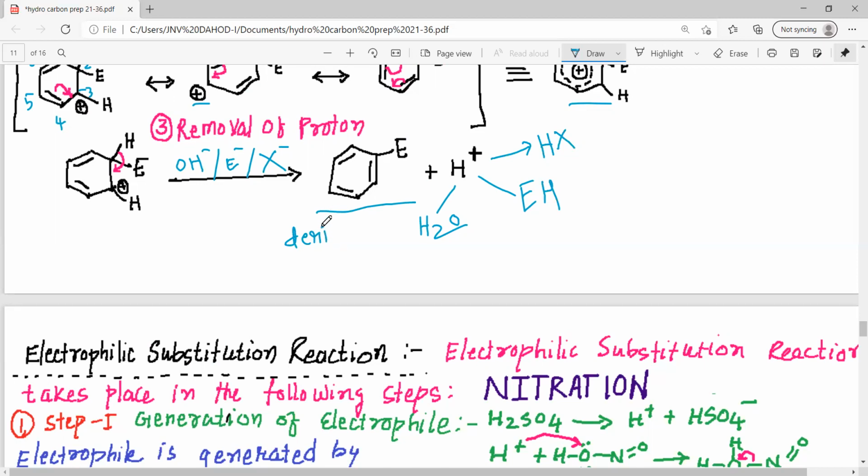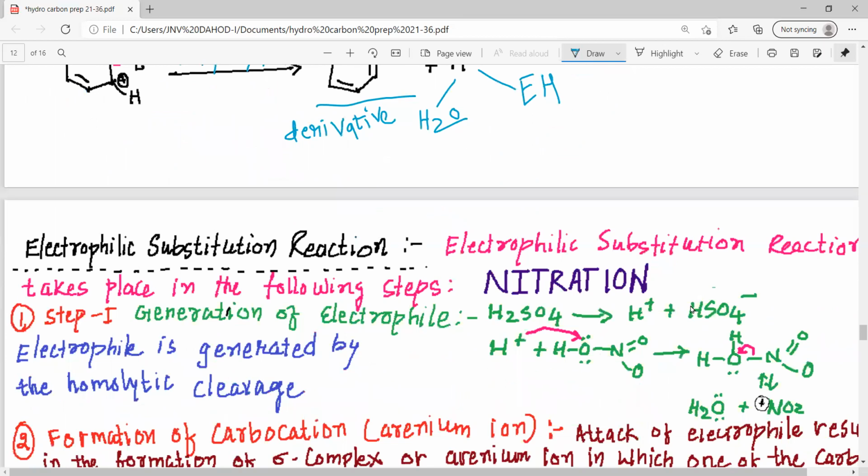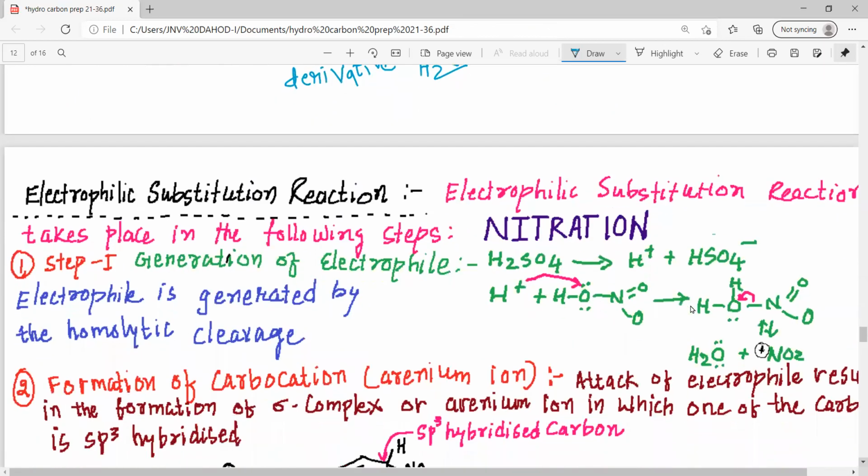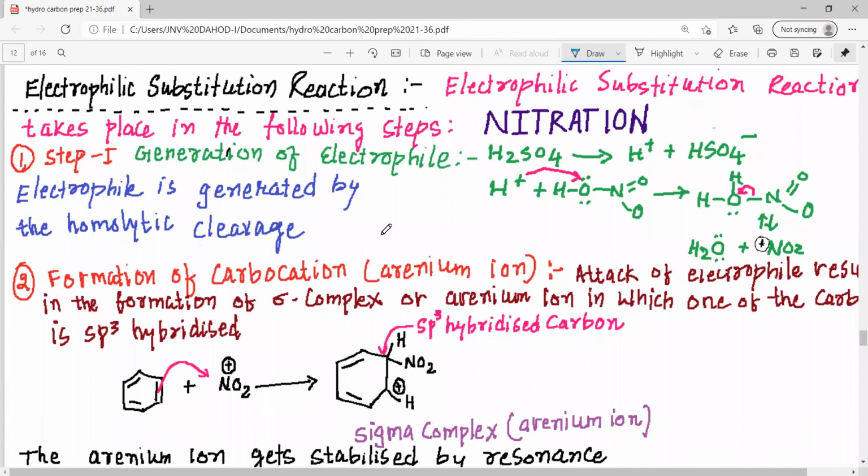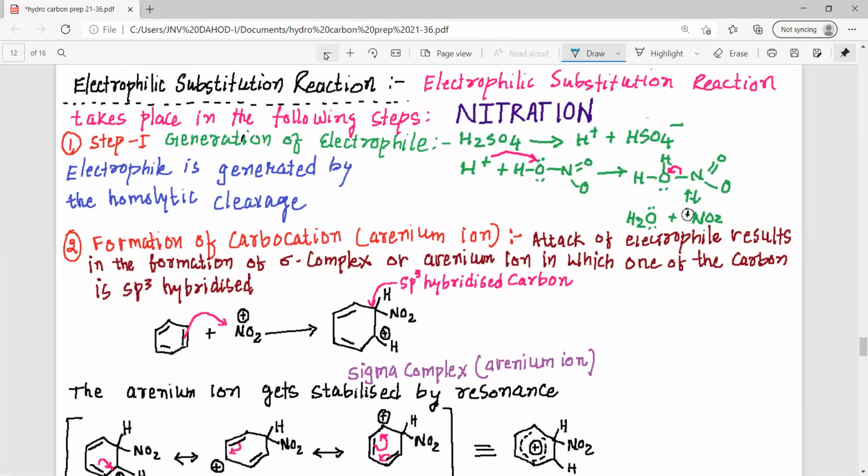Here we got the derivative of benzene. That means the electrophile is bonded to the benzene ring, and we get the benzene derivatives. So this is how, my dear students, it's quite simple to get the derivatives of benzene where the electrophile is bonded to the benzene. Now we are going to study the various electrophilic substitution reactions in real form, and we will study how these various electrophilic substitution reactions take place on the benzene ring.